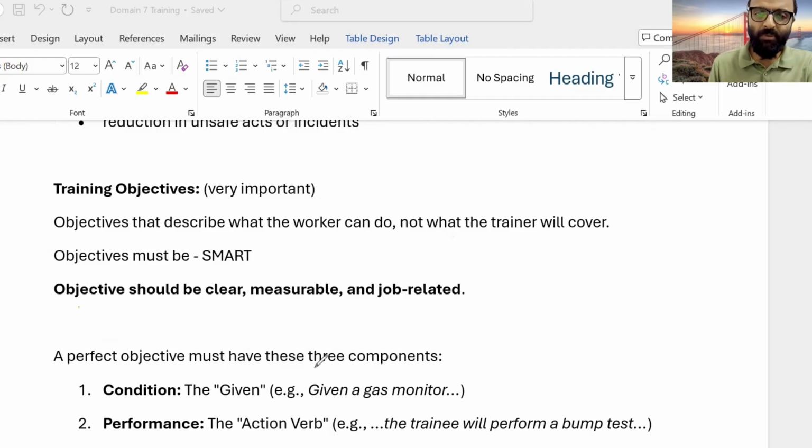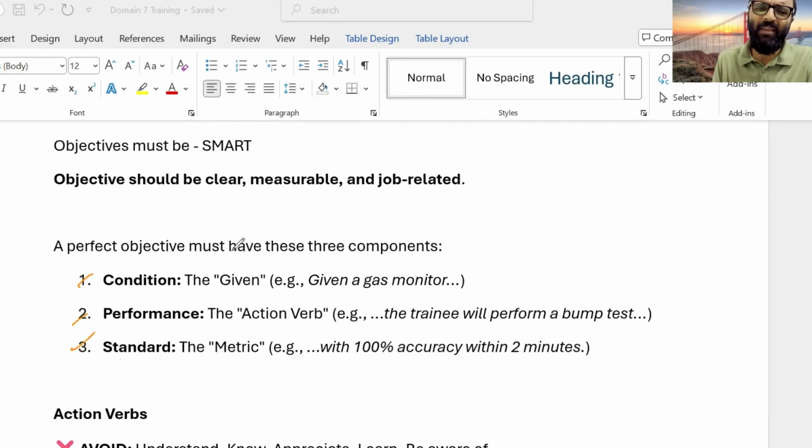Okay. So the objective has 3 components. There should be a condition for the objective, there should be a performance for the objective, and there should be a standard for the objective. Condition, performance, and standard, very important. Many times questions come from this. Condition, performance, standard, the exam will not ask you to recite these.